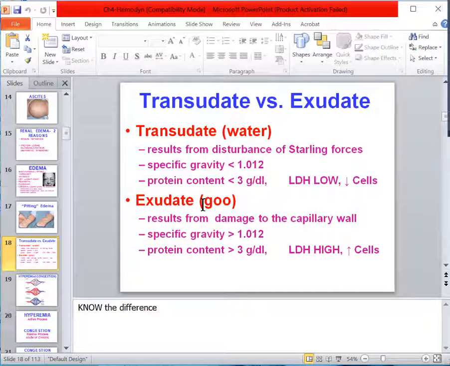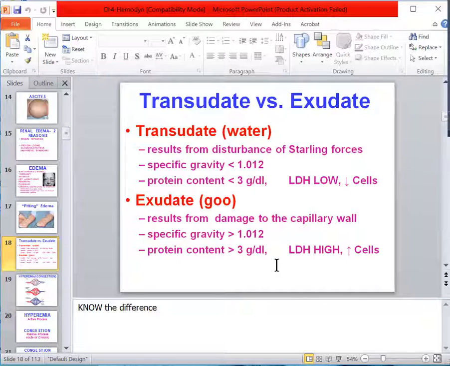Now, in the exudate, in which there now has been damage to the vascular wall, you have a higher specific gravity. Okay, now it's over 1.0. And because the proteins are leaking out, the exudate now has a lot more protein than the transudate.